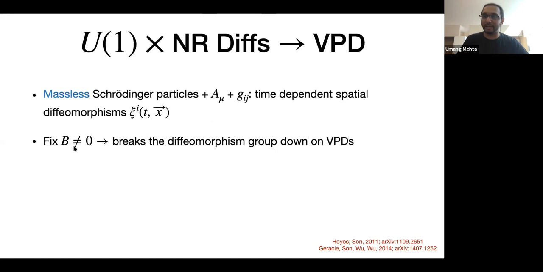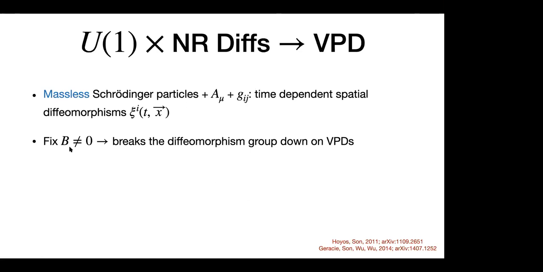We now fix a non-zero magnetic field, which defines a natural volume form for the theory. Hence, it breaks the diffeomorphism group down to volume-preserving diffeomorphisms. In particular, the massless limit implies that we are restricted to the lowest Landau level because all the higher Landau levels have infinite energy. Is the metric classical or quantum?